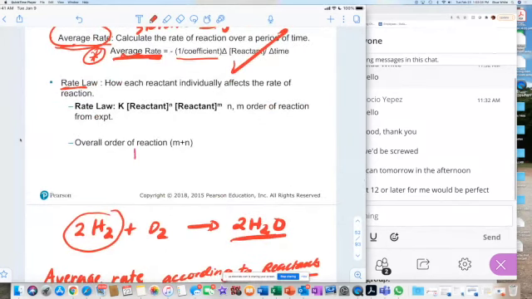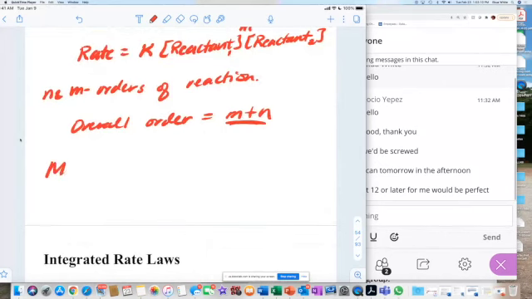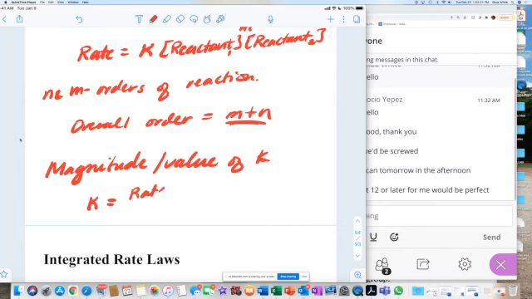Okay. And if they ask you to solve for k, if you're asked to solve for the magnitude, which is the value of k, remember, k is just equal to rate divided by the reactant concentration raised to the power m, and then the second reactant concentration raised to the power n. And that's a summary so far of what I covered.